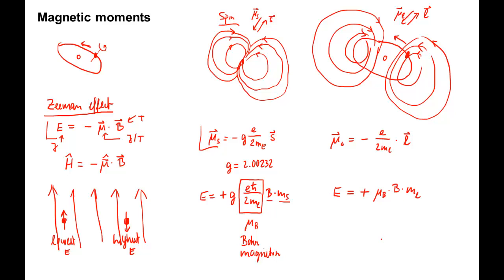In summary, the following things are important. First, the electron has an intrinsic magnetic moment due to its spin angular momentum. Second, in an atom, the electron acquires an additional magnetic moment due to its orbital angular momentum. And third, the Zeeman effect. In a magnetic field, the two magnetic moments lead to energy shifts. Different spin or orbital states have slightly different energy.